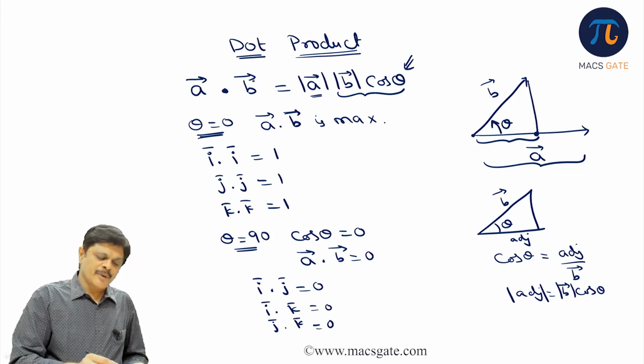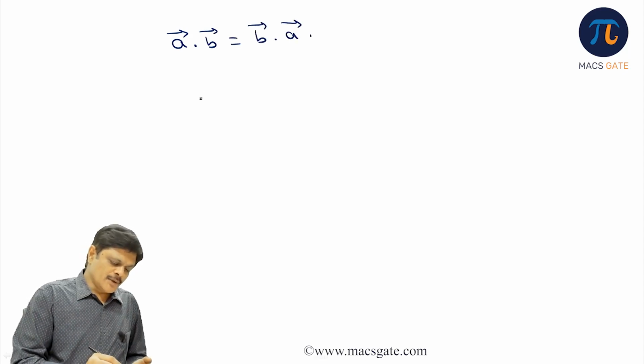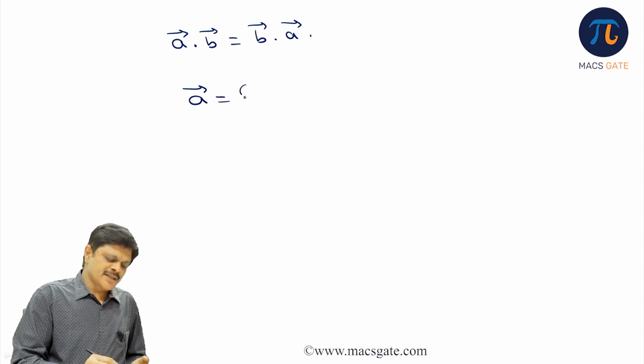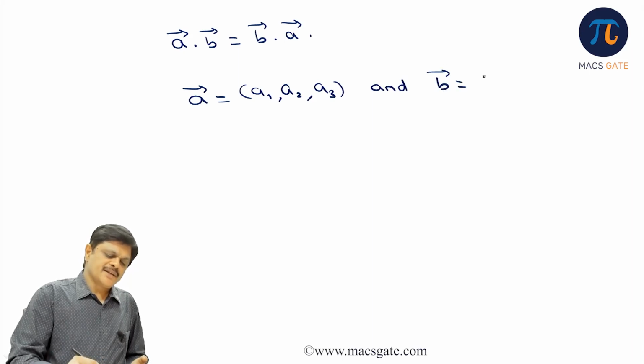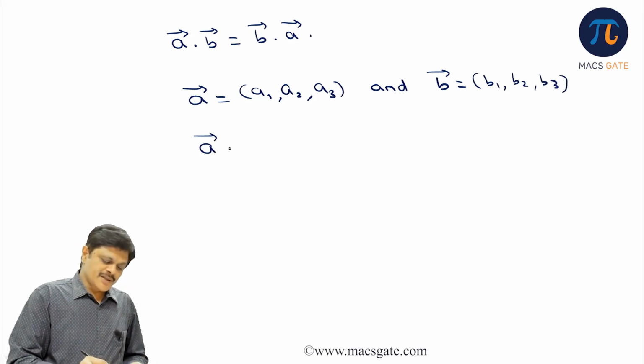And one more interesting property: because it is length, whether you write length of B cos theta into A or length of A into B cos theta, it does not matter. So this is commutative. The important property is A dot B is same as B dot A. Now let A bar is equal to A1, A2, A3, and B bar is equal to B1, B2, B3. So what is the dot product, sir?